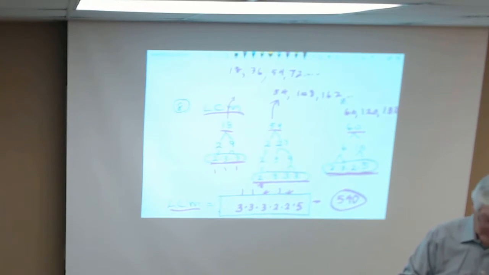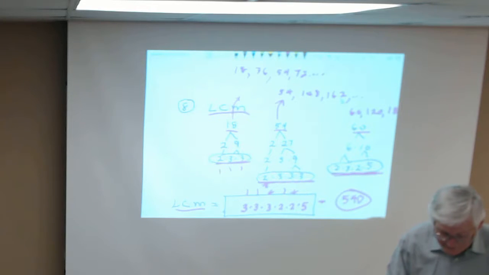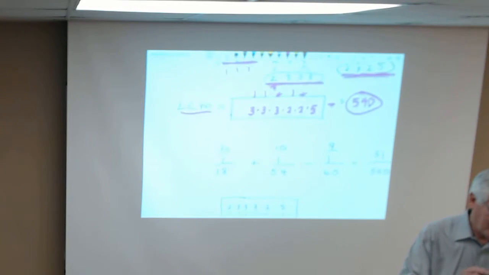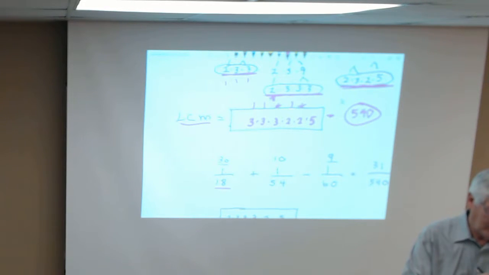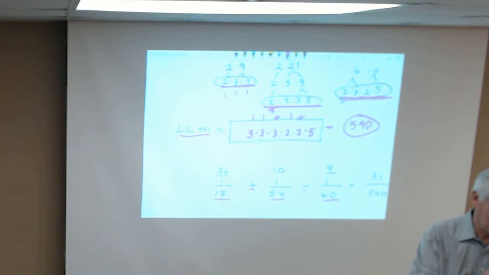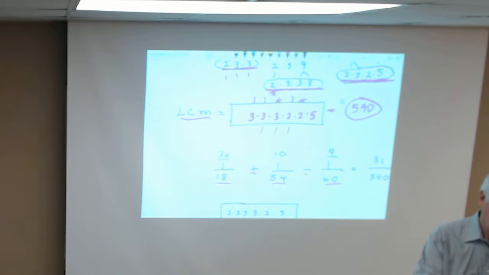Questions? Does 8 want me to do something else? Oh yeah, it wants me to add these fractions. So I come down here and I'm going to add 1/18 plus 1/54 minus 1/60. Well, look, 18 had 2 and 3 and 3 in it. So 18 has 2 and 3 and 3. So what's left? 3 and 2 and 5.